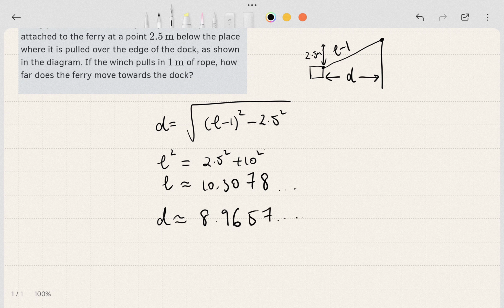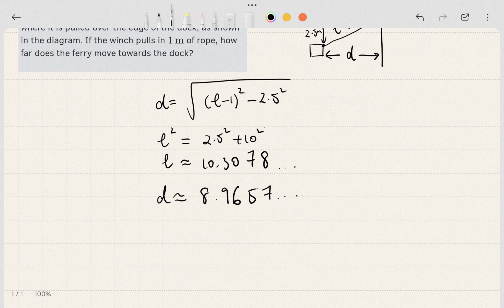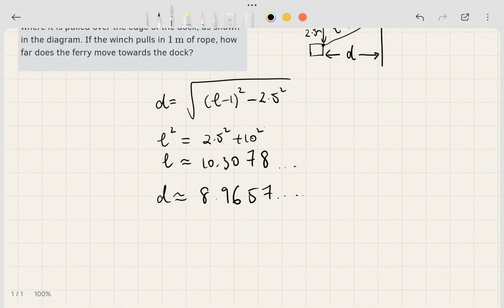And then you subtract d from L. So 10.3078 minus the answer. This gives the distance. How far does the ferry move towards the dock? Well, the distance would be L minus d, which is about 1.34 meters.